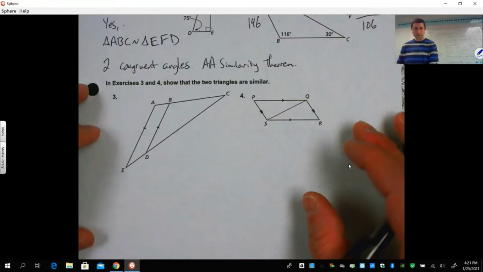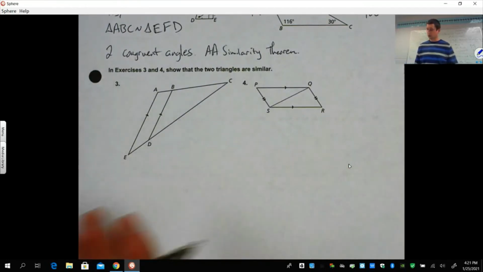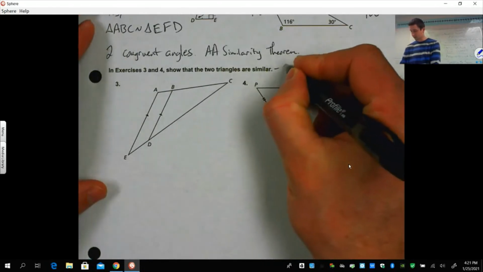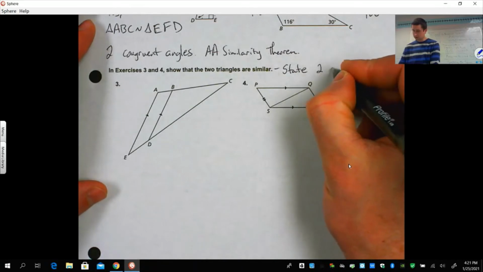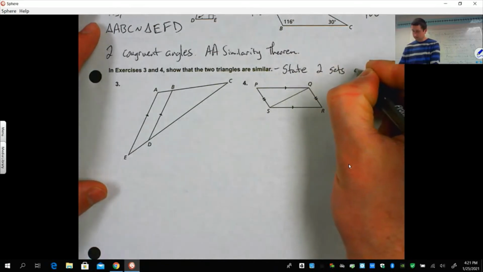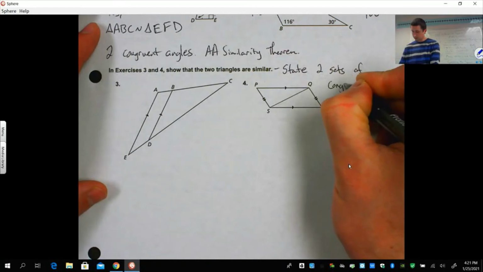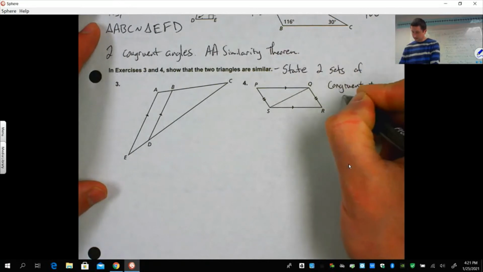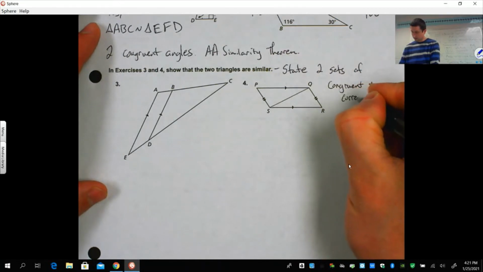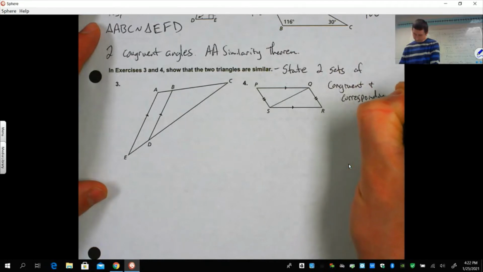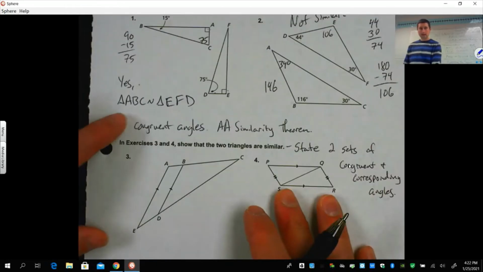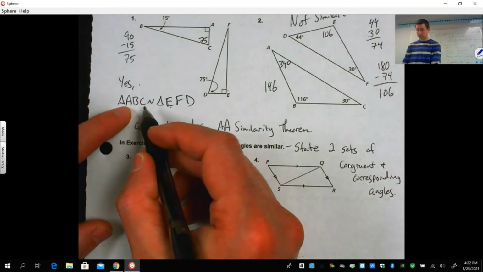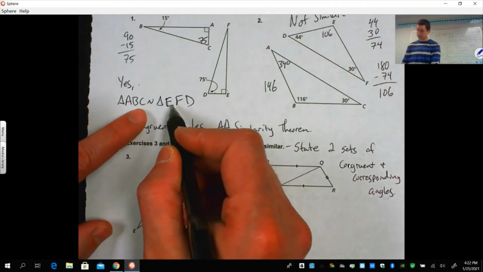Okay, question 3 and 4, show that the two triangles are similar. So what we need to do here is state two sets of congruent corresponding angles. Now that's not necessarily corresponding angles as in parallel lines, but corresponding as in A corresponds to E, B corresponds to F, C corresponds to D.